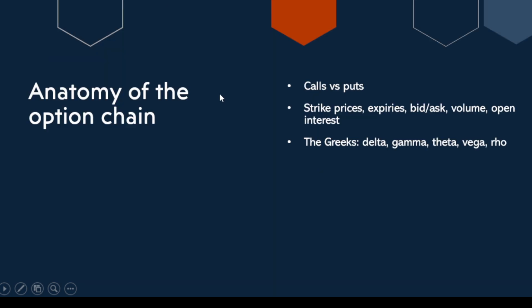first of all, involves the anatomy. First of all, we see what the anatomy of the option chain is. The call versus put: calls are the buy side and puts are the sell side, and the strike prices involved, expiries, bid and ask, volumes, and open interest. The Greeks: delta, gamma, theta, vega, rho. These are the factors involved in the option chain, and this is the anatomy of the option chain.